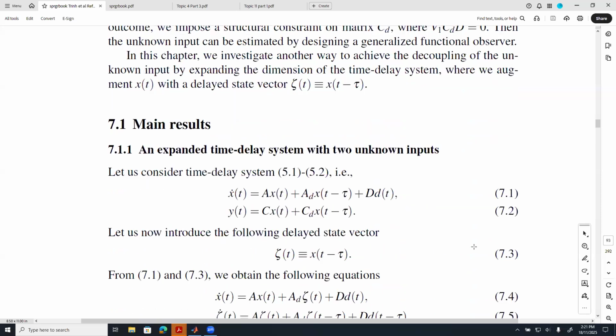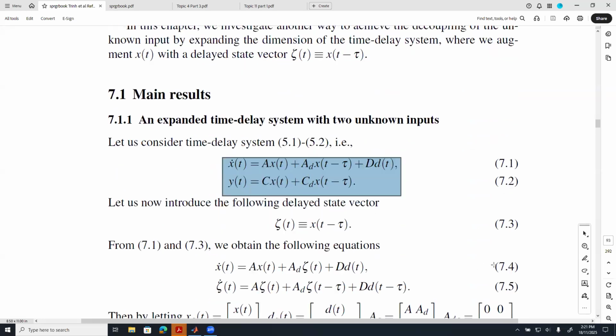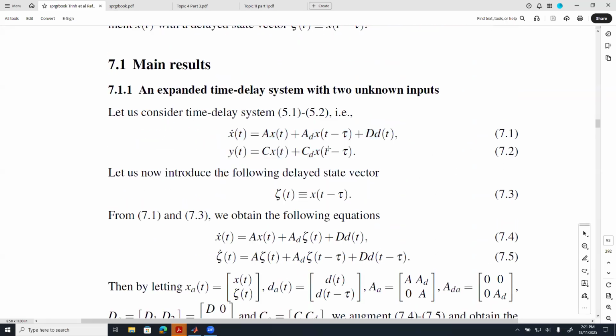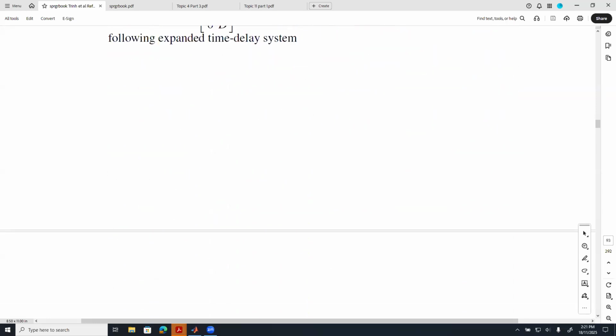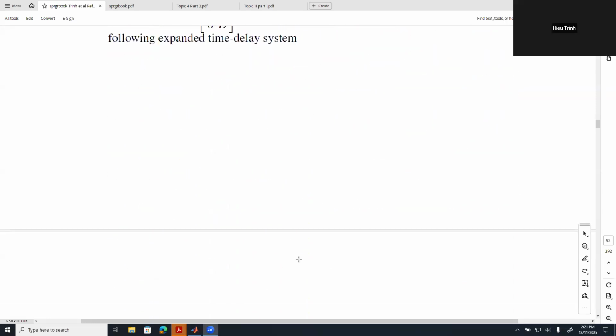And so we re-look at this time delay system, and we try to overcome the constraints imposed on matrix CD. Of course, if those constraints are satisfied, we should use the results in chapter 5, because that gives us the requirement of the first derivative of only one output measurement. Okay, so that's basically the development in this chapter 7.